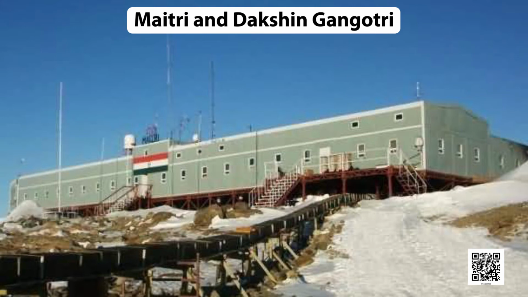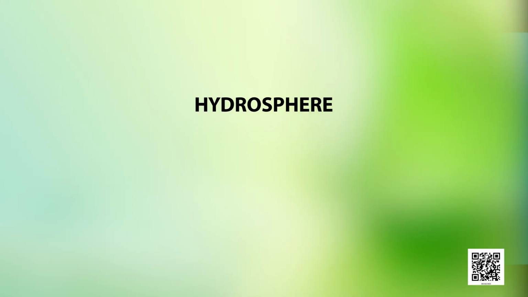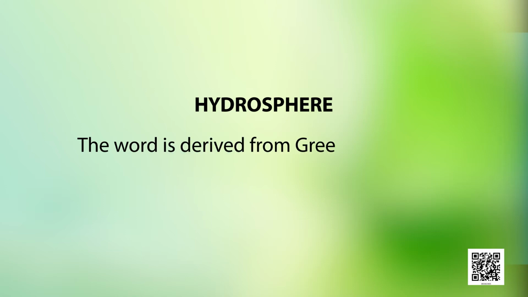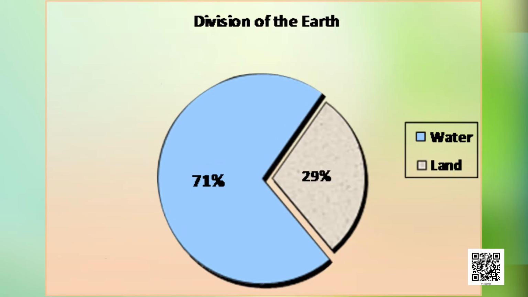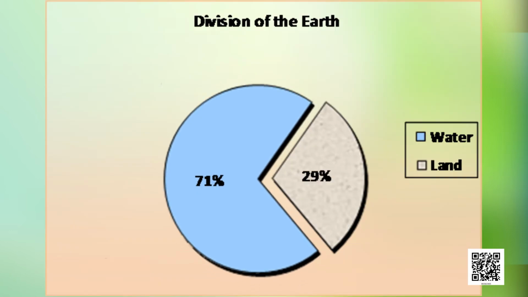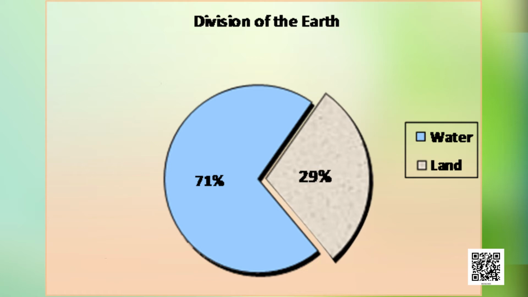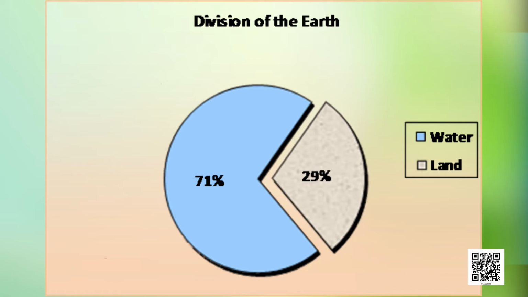Now let's talk about hydrosphere. The word is derived from the Greek word hudor, meaning water. The earth is called the blue planet. You all know that because more than 71% of the earth is covered with water and 29% is with land.